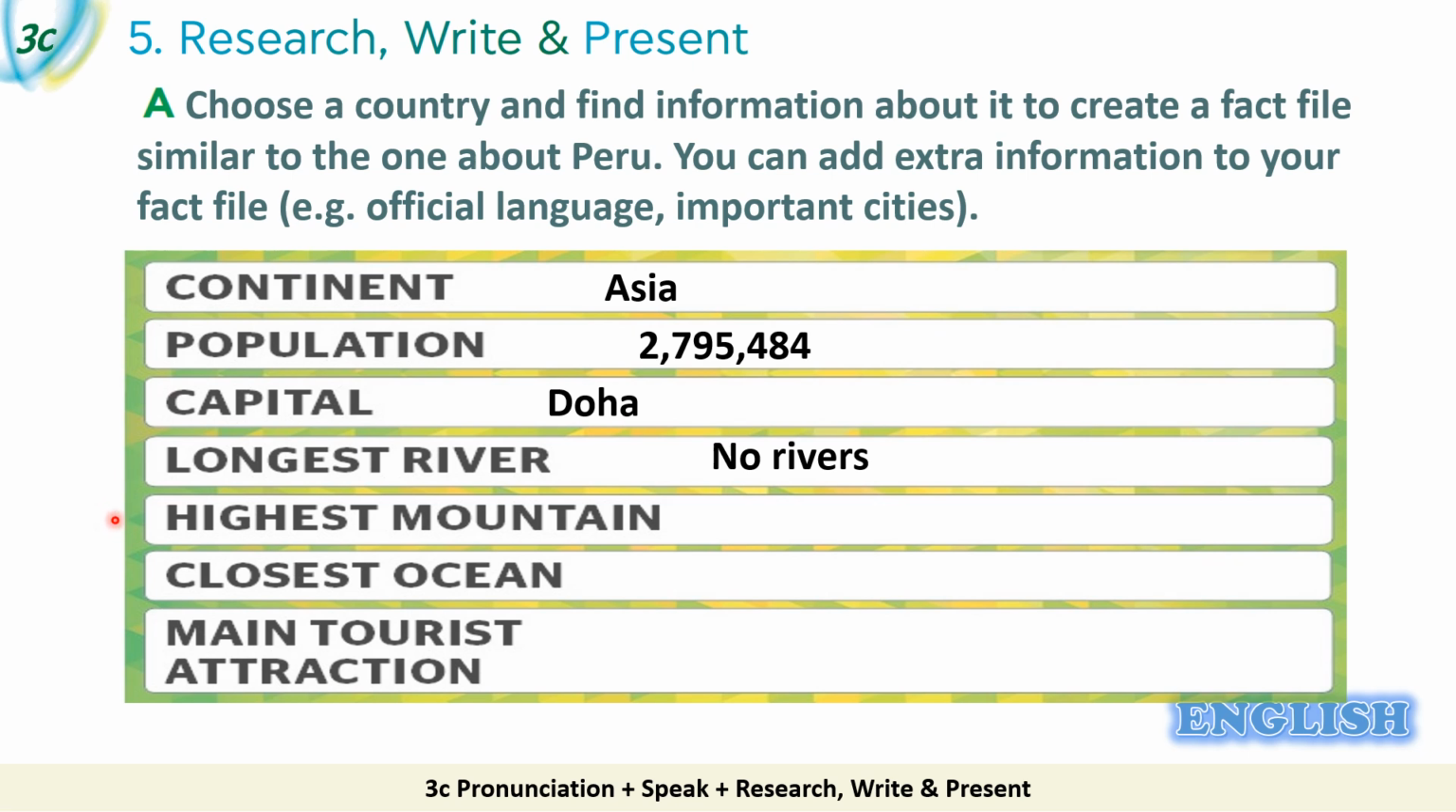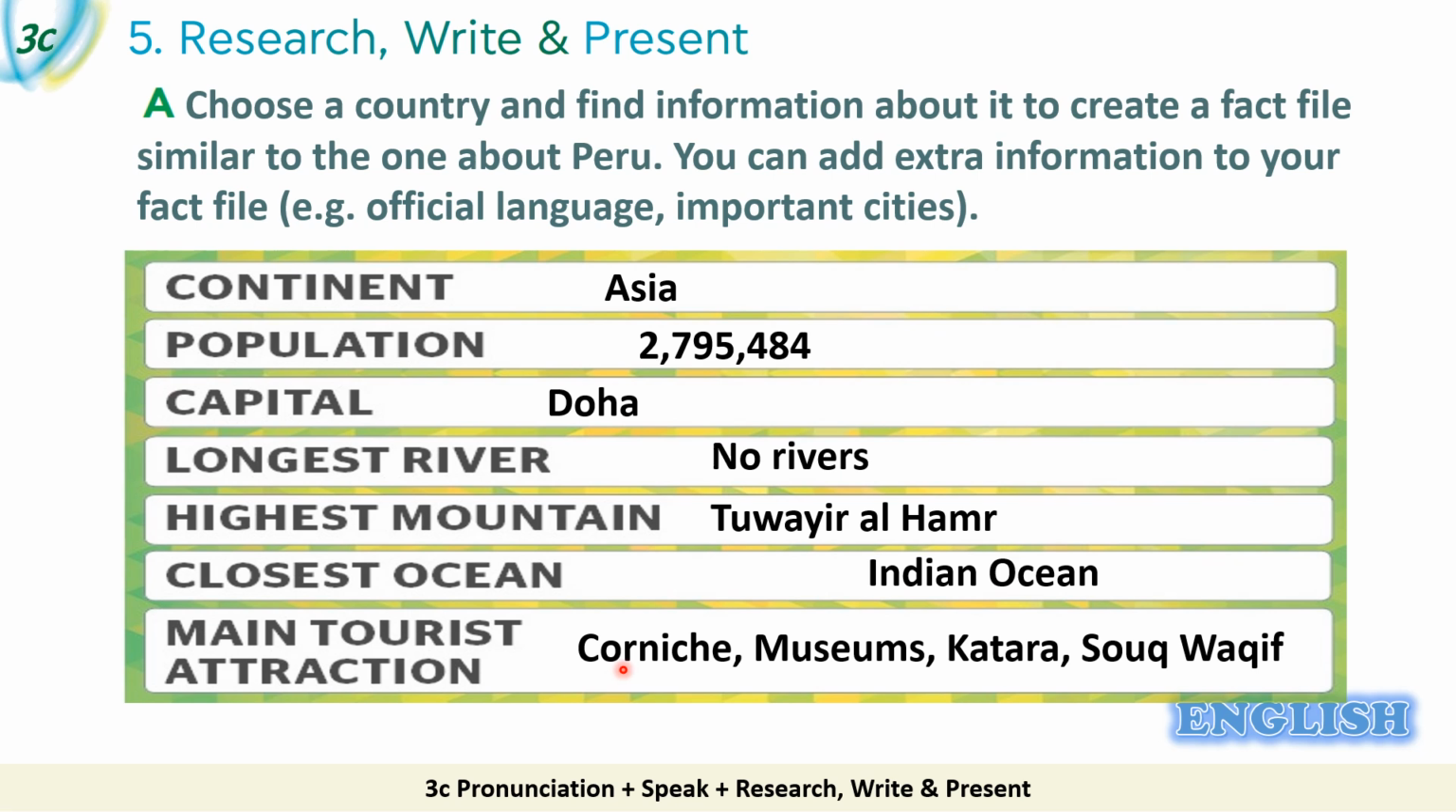This is what we mentioned before. Tuer Lahmir. How about the closest ocean? Well, the closest ocean is Indian Ocean or the Indian Ocean. How about the main tourist attractions in Qatar? Well, we have different attractions in Qatar. We have the Corniche, we have different museums, there's Qatar Village and Souq Waqif.